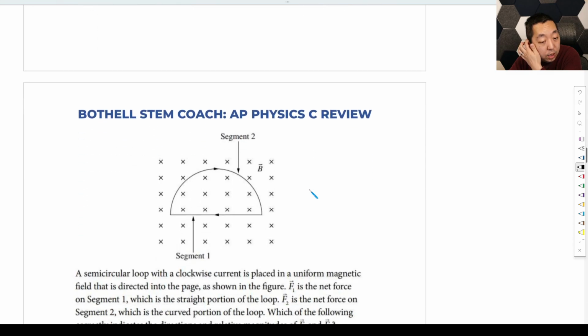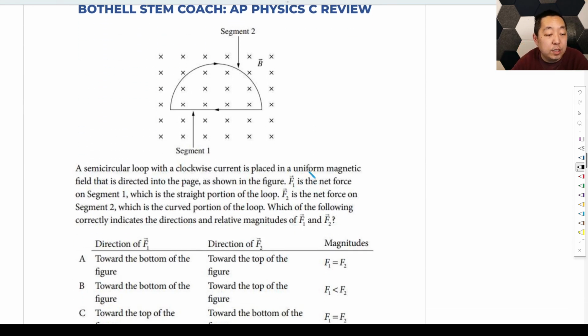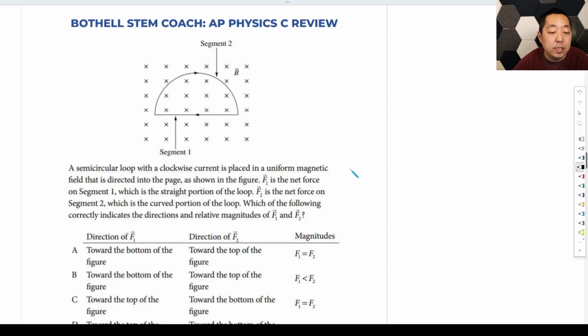Okay. Let's take a look at this one. We have a semicircular loop with a clockwise current placed in a uniform magnetic field that's directed into the page. F1 is the net force on segment 1, which is a straight portion of the loop. F2 is the net force on segment 2, which is the curved portion. Which correctly indicates the relative magnitudes of F1 and F2? Okay, so we have a current through a magnetic field.